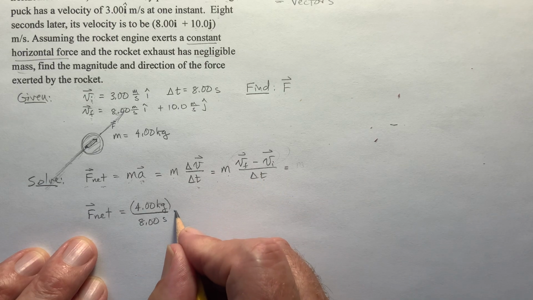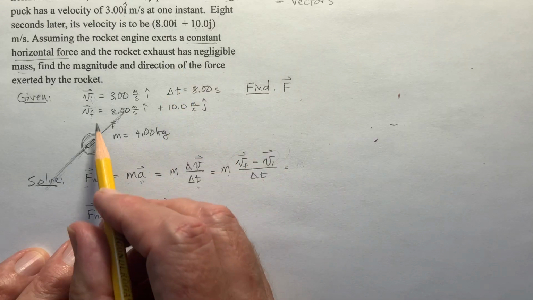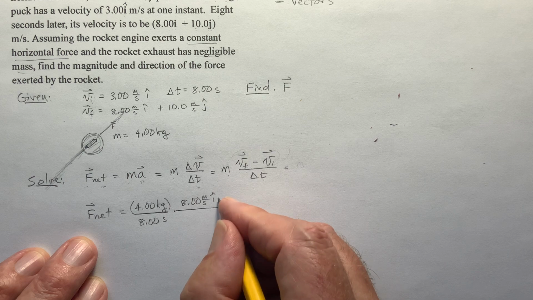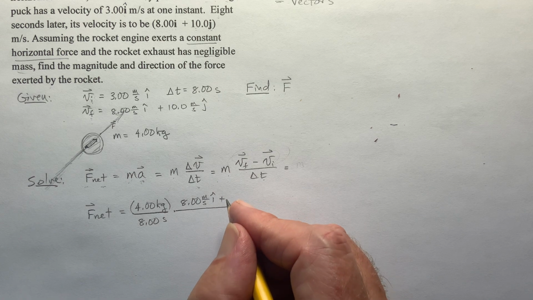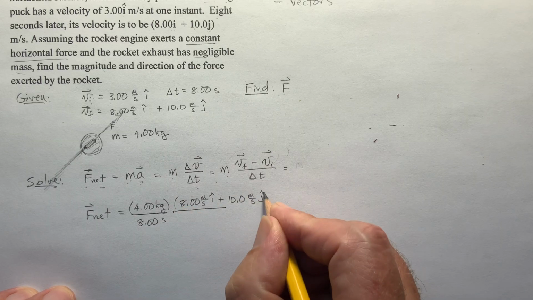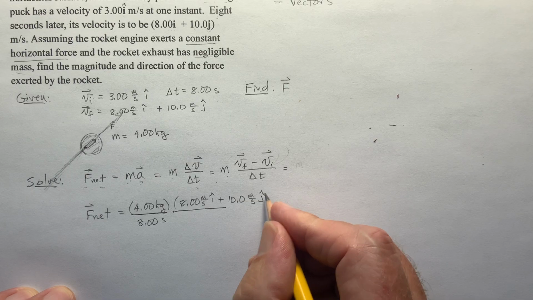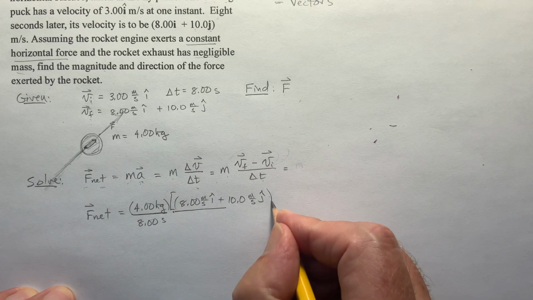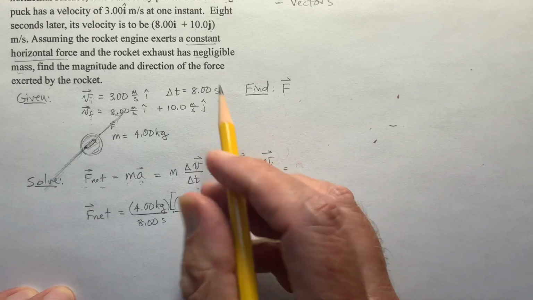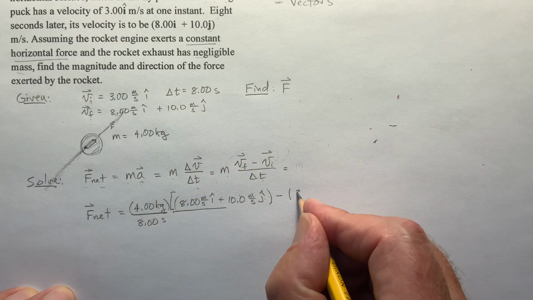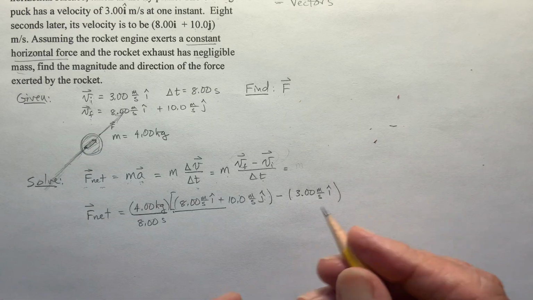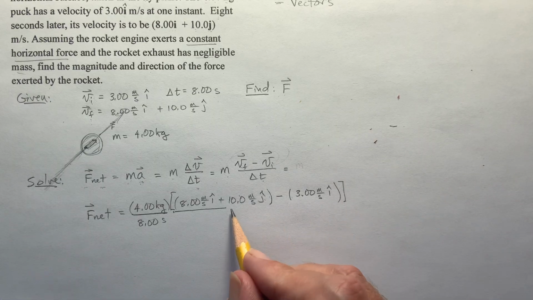Times this final velocity. What was the final velocity? Oh, that's 8 meters per second in the x direction plus 10 meters per second in the y direction. Let me put brackets like that. This is my final velocity. This is our final velocity minus our initial velocity, which is 3.00 meters per second in the x direction, and in the y direction it doesn't have a component.